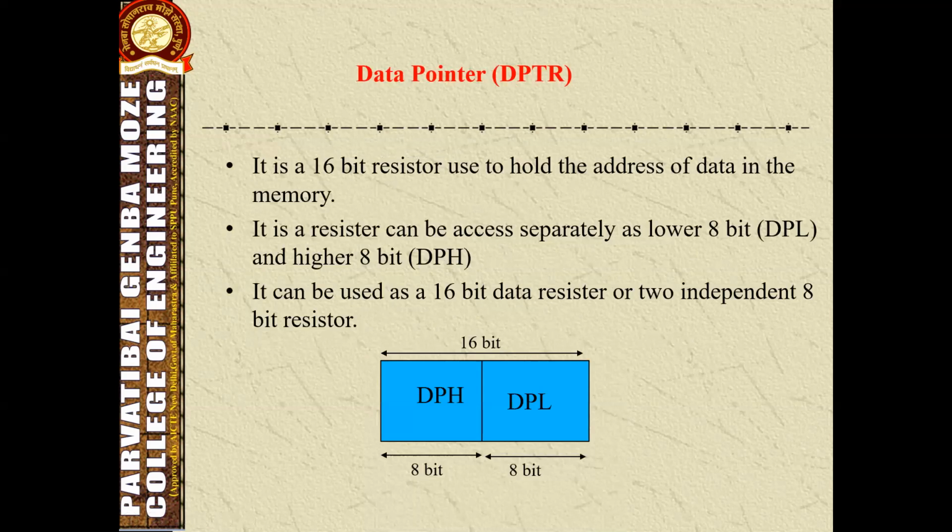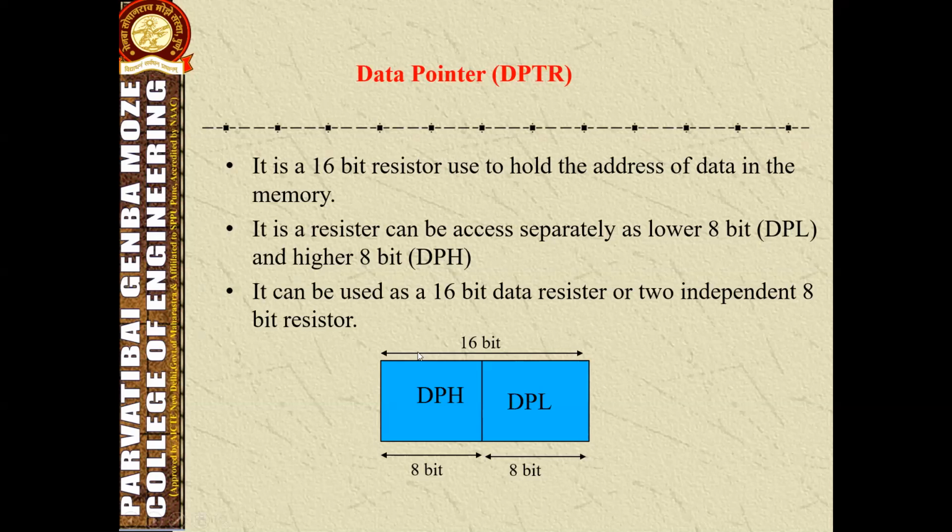Next is the data pointer. What is the data pointer? The data pointer is also a 16-bit register. It is used to hold the address of data in the memory. The program counter holds the address of instructions in the memory, but the data pointer holds the address of the data memory. It can be used as a 16-bit data register or as two independent 8-bit registers.